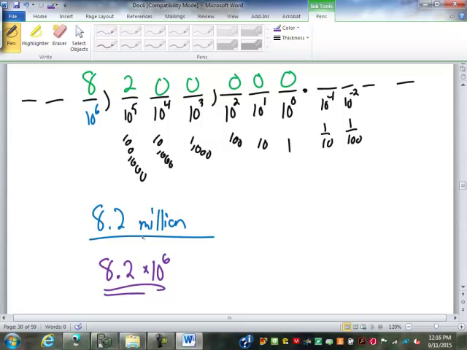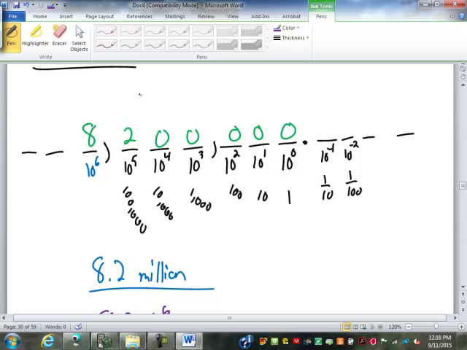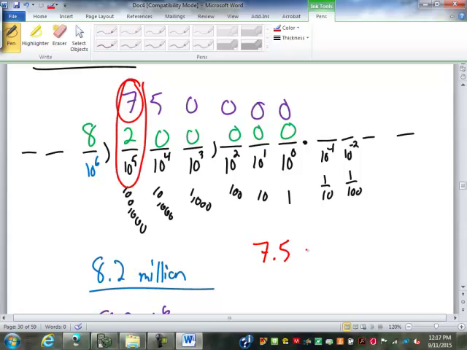This is our scientific notation. So let's say we have 750,000. To put that in scientific notation, we take the first digit, which is the 7, 7.5. Everything after that first digit goes after the decimal point. What place value is that 7 in? It's in the 10 to the 5th place. That's where scientific notation comes from.